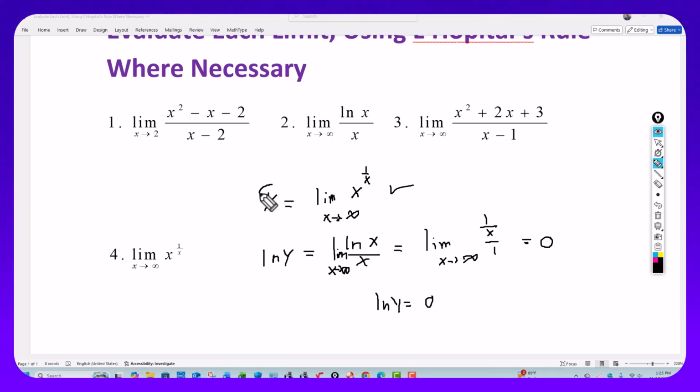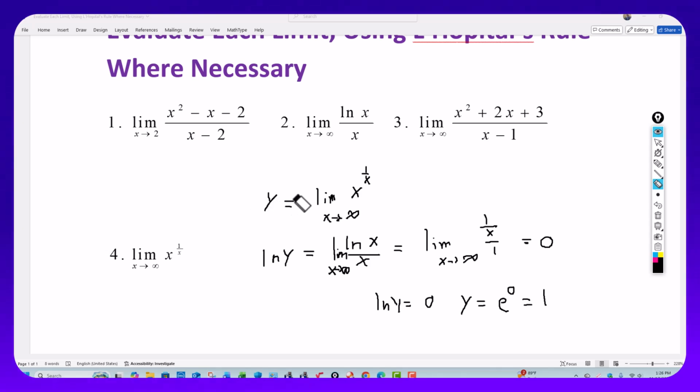But we want to find y, because that's what this limit is equal to. So from this equation, using the definition of a log, if you have a log of something equal to a number, that means the base, which is e, since this is the natural log, raised to this number gives the something. This is to the 0 power. e to the 0 is equal to 1. So that means this limit equals 1.